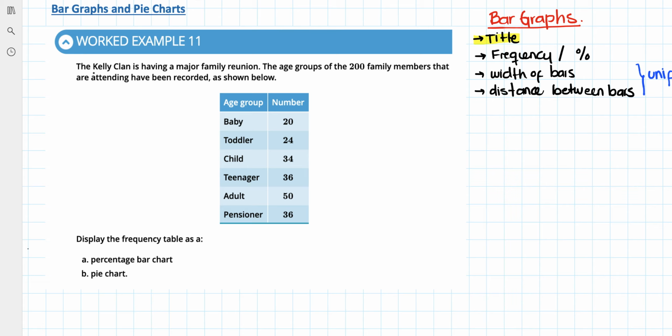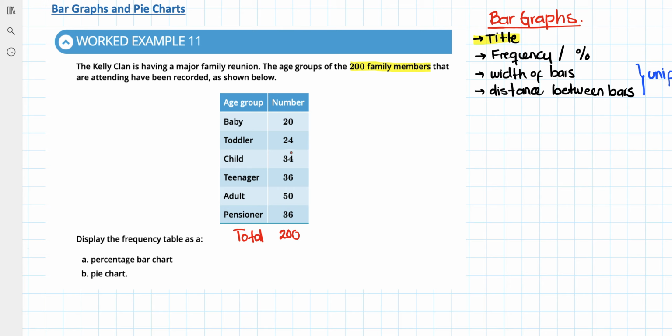Okay, so let's read this example. It says, the Kelly clan is having a major family reunion. The age groups of the 200 family members that are attending have been recorded as shown below. So they have babies, toddlers, children, teenagers, adults, and pensioners. If I was going to calculate the percentage of babies, how would we do it? I'm not going to add all of these, because they're already telling me that the total is 200 people.